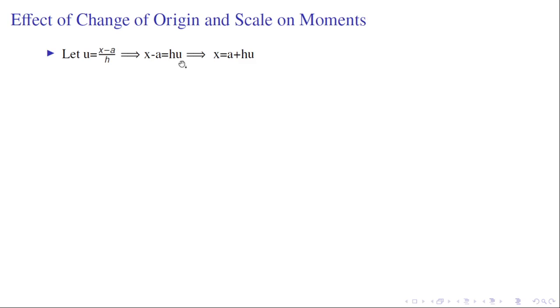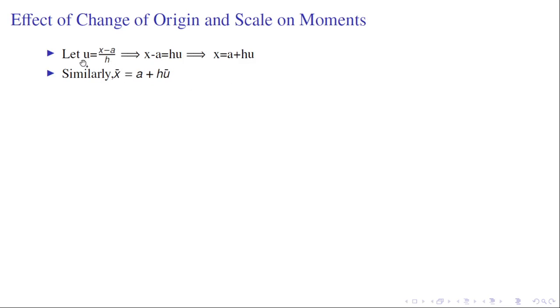x minus a is equal to h into u. This implies x is equal to a plus hu, since a comes to the right-hand side. Instead of x, you can use a plus hu by using this transformation. Similarly, x bar is equal to a plus h into u bar. Simply, in place of x, we can use x bar.